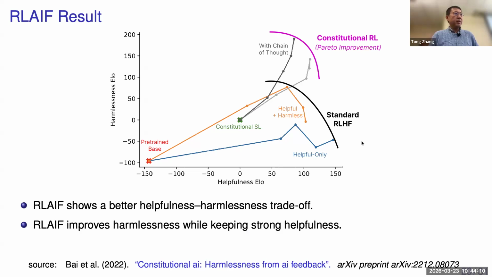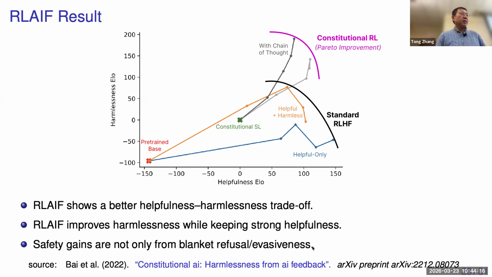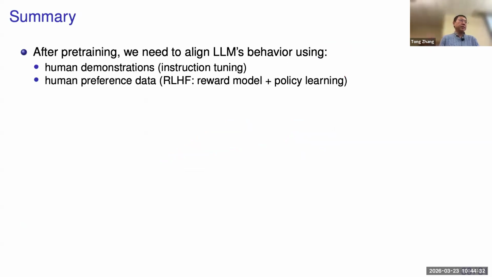So RLAIF shows better helpfulness under the trade-off, and improves harmlessness while keeping strong helpfulness. This is basically the same. I'm just making a comment: they still have meaningful answers, and they are saying the same thing in interpreting these results. So this is what they say. But in summary, right?